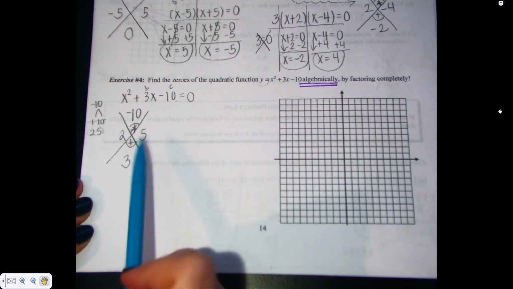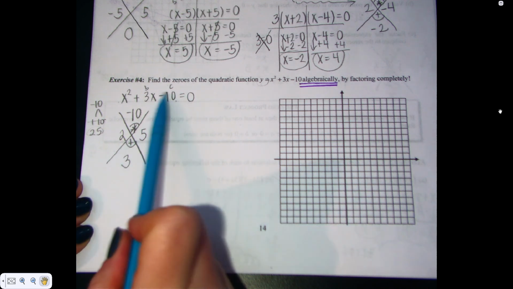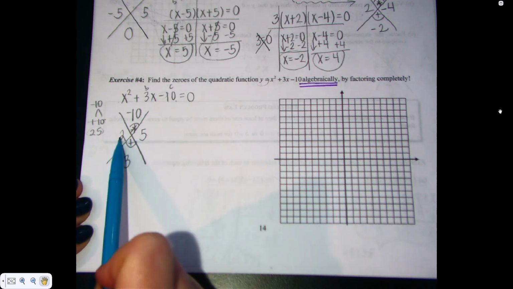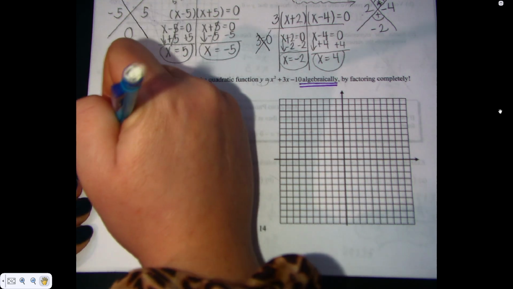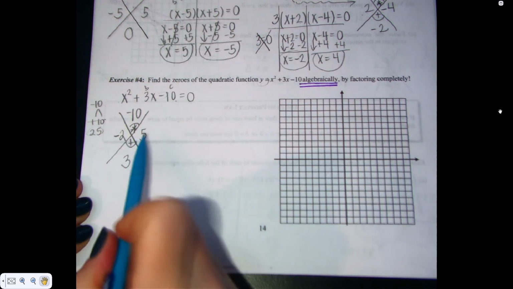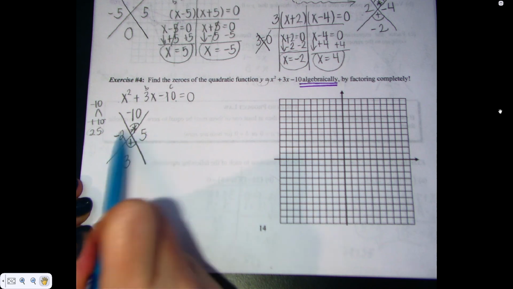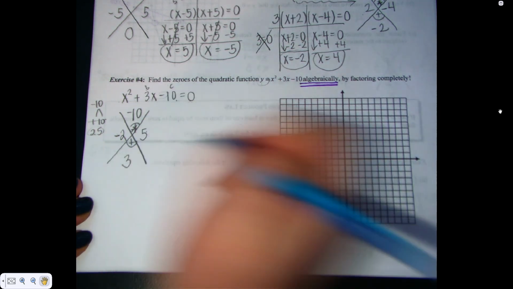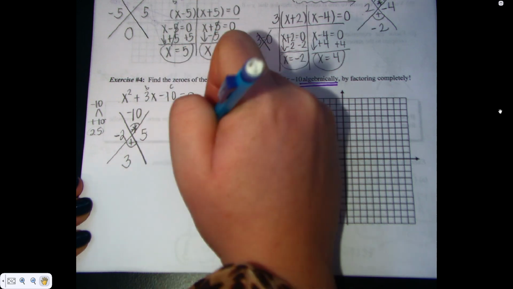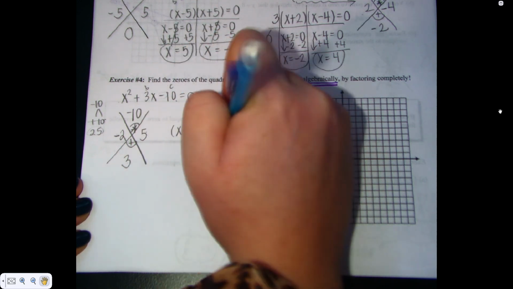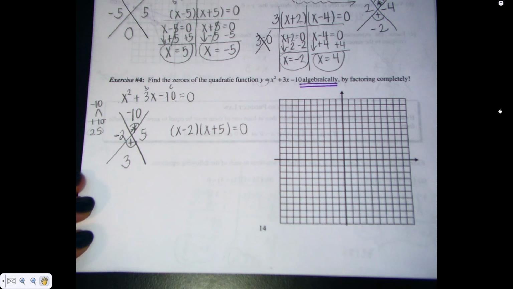Okay, so let's see. This number is negative, which means these have different signs. And B is positive, which means the bigger number is positive. So the 2 has to be negative. 5 minus 2 is 3. 5 times negative 2 is negative 10. What are your factors? We get x minus 2, x plus 5 equals 0.